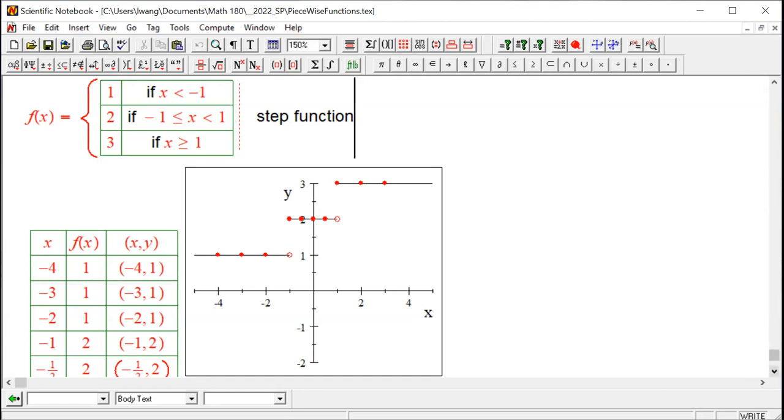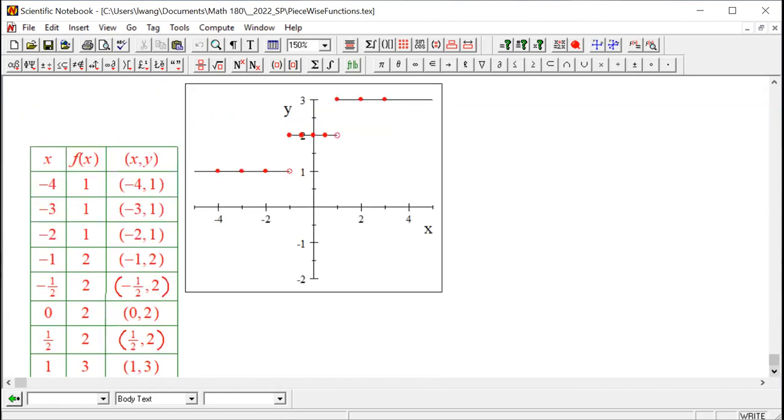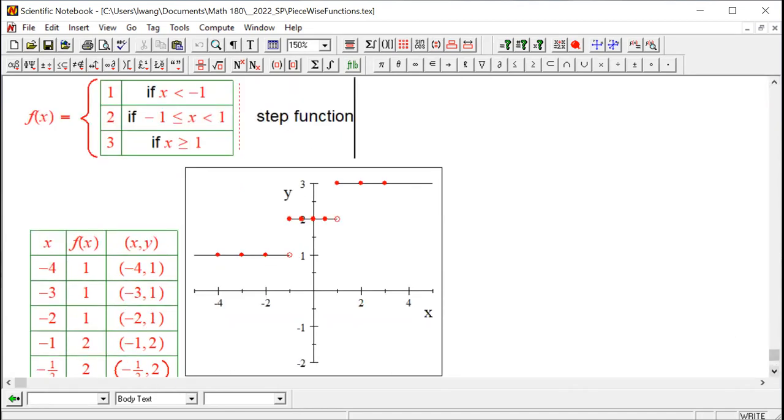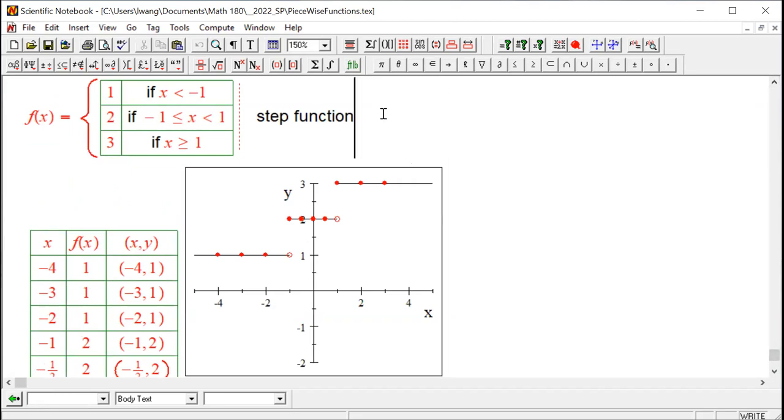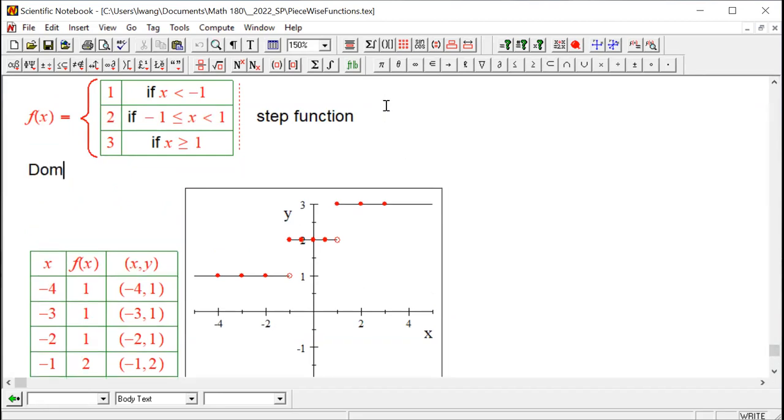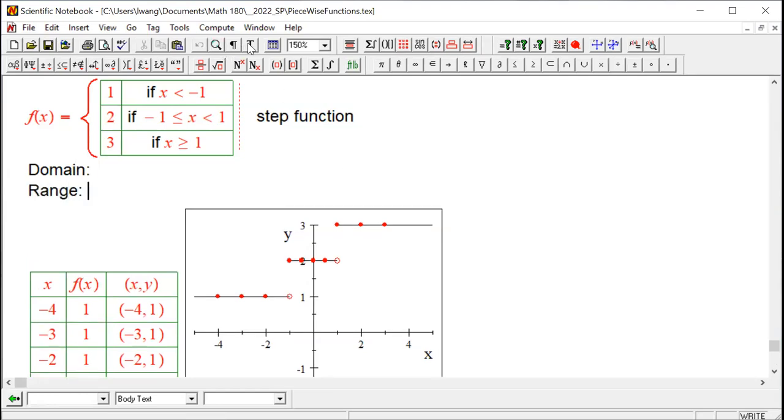Okay, so this is the second example. But before we get to the next one, I would like to ask you a question. What will be the domain and range of this function? What will be the domain and what will be the range? You may like to pause the recording and guess.